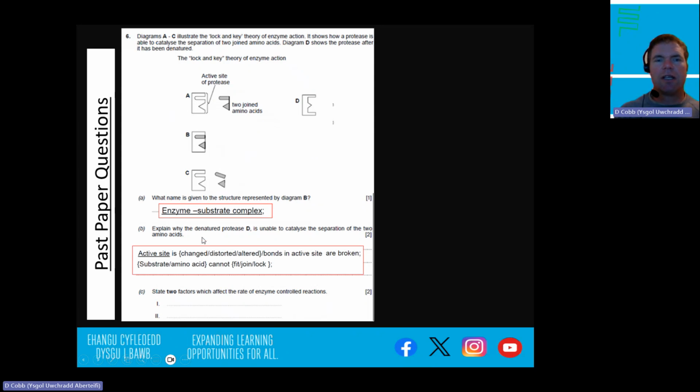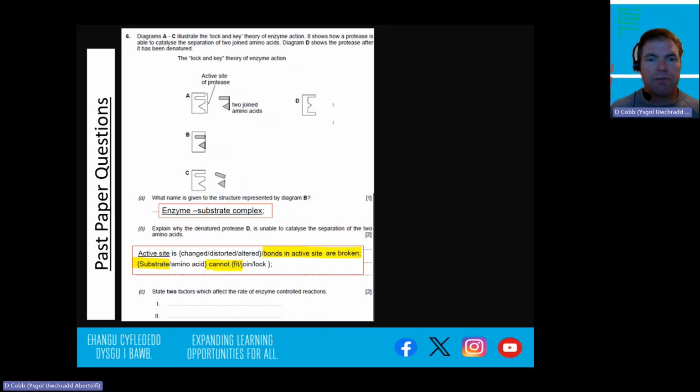And then it asks why the denatured protease D is unable to catalyze the separation of the 2 amino acids. So here I've got the marks here and I've highlighted what I think you should be saying here. So you can say the active site is changed, but really you should be referring to explaining this now, not saying what happens, explaining the bonds in the active site are broken. That's what happens when it denatures. The bonds are broken, and that means the substrate can no longer fit into the active site.